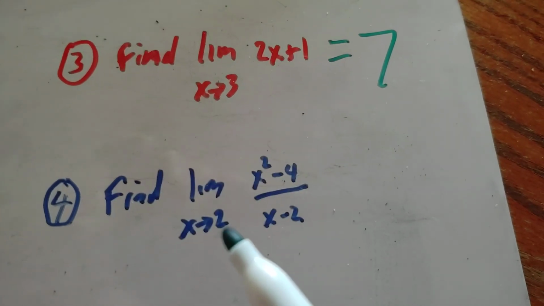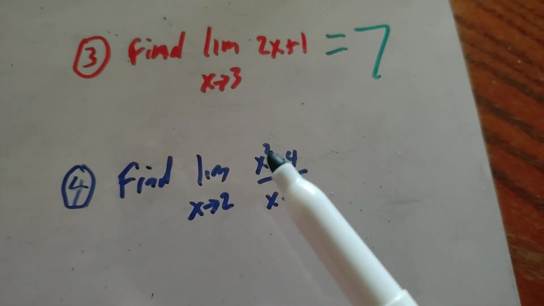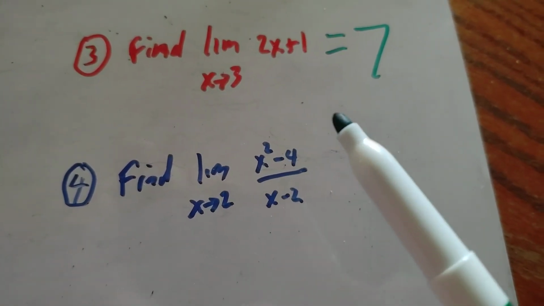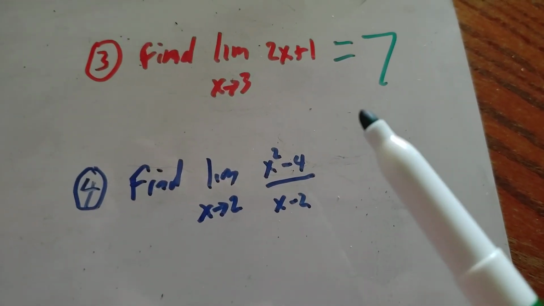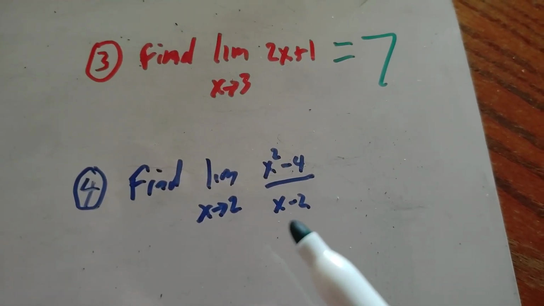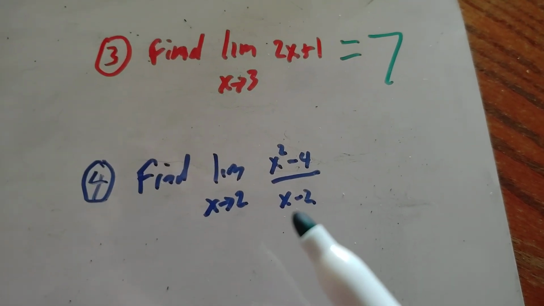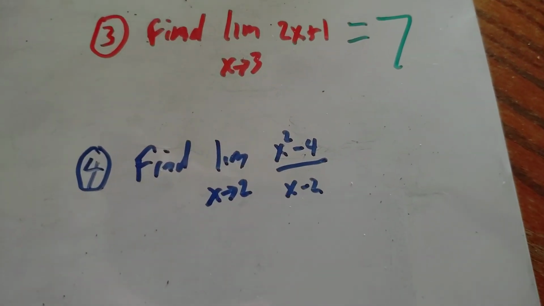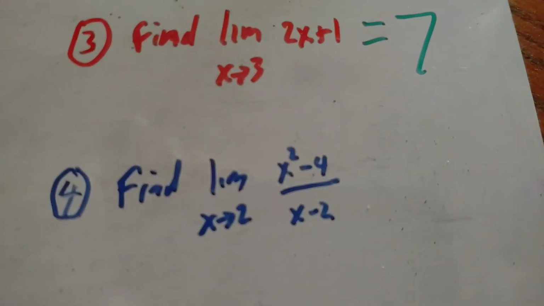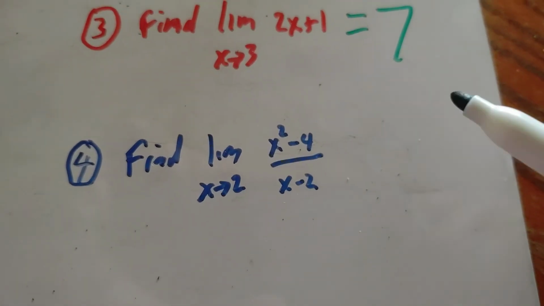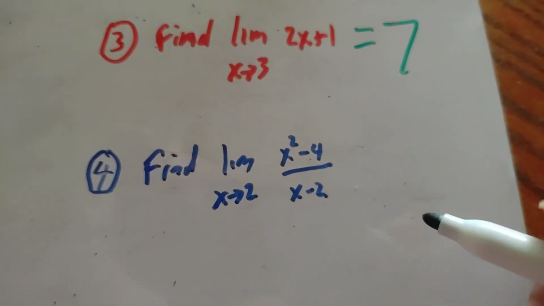Notice if I input 2, I'm going to get 2 squared is 4 minus 4 is 0. It's okay to have 0 on the top. But look on the denominator. When x is 2, I'm dividing by 0 because 2 minus 2 is 0. Whenever you divide by 0, that is not a real number. So we got to find the limit another technique. And I'm going to do the technique of factoring.